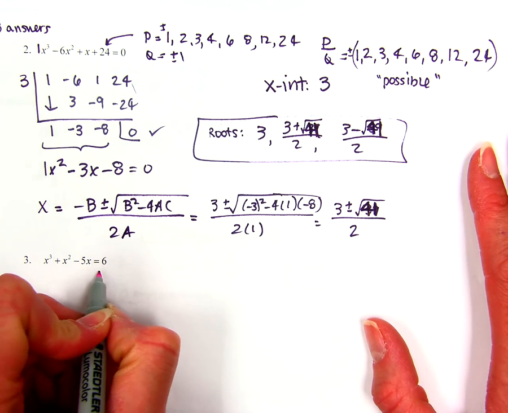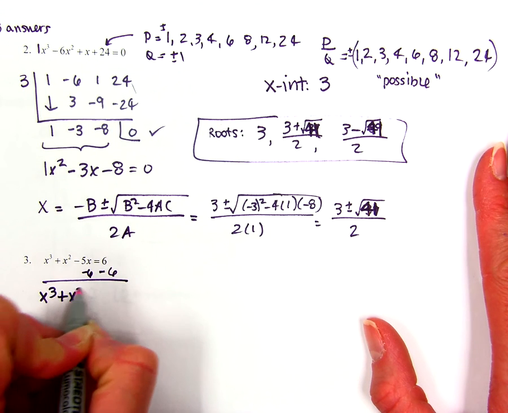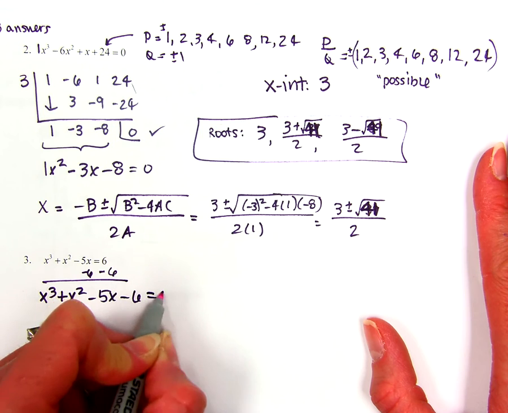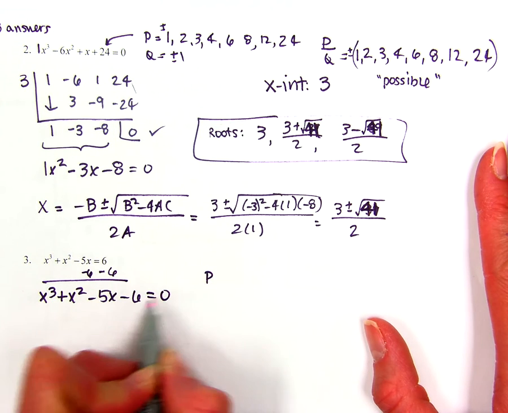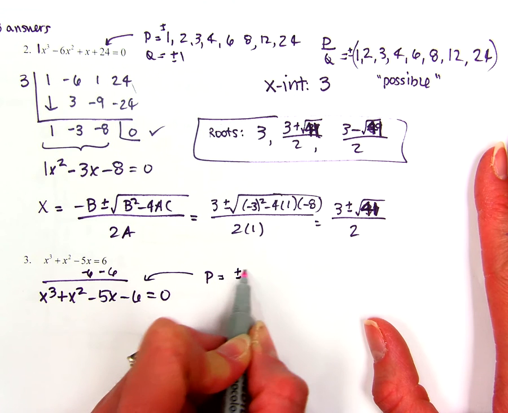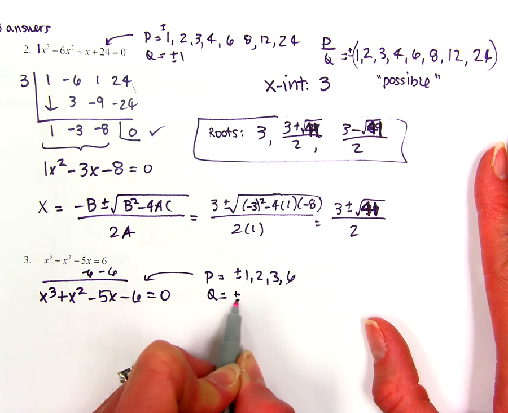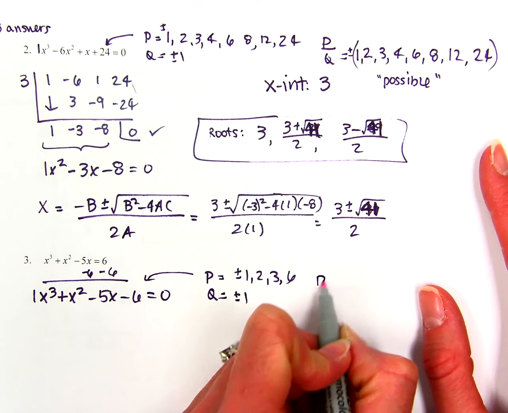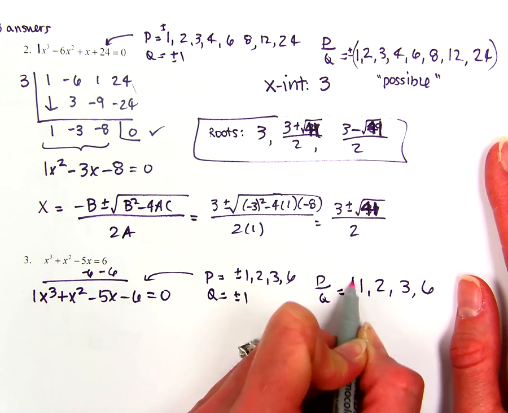Okay, so first thing is it's not equal to 0, so you have to subtract 6. You get x cubed plus x squared minus 5x minus 6 equals 0. All right, so I'm going to do my p's over q's. P's are factors of 6, so 1, 2, 3, and 6. Q's, again, are factors of 1. And my p's over q's are 1 over 1, 2 over 1, 3 over 1, and 6 over 1.